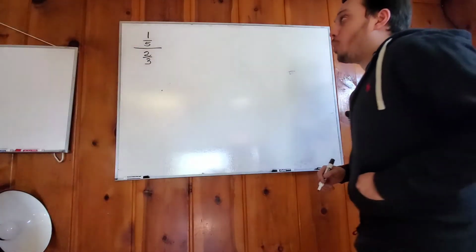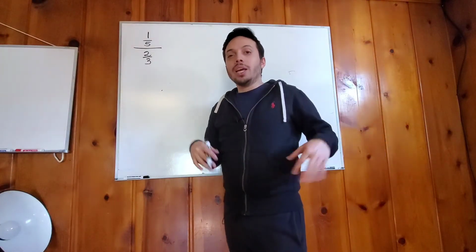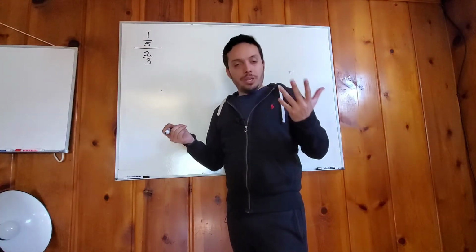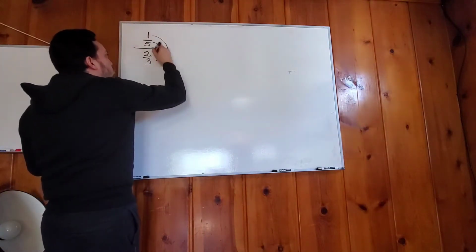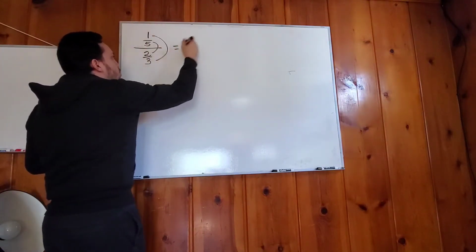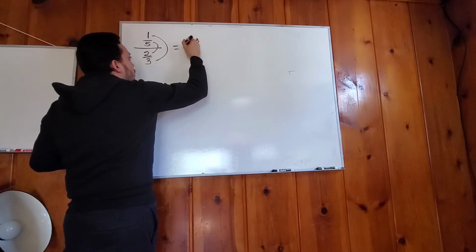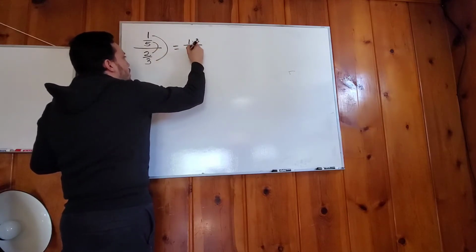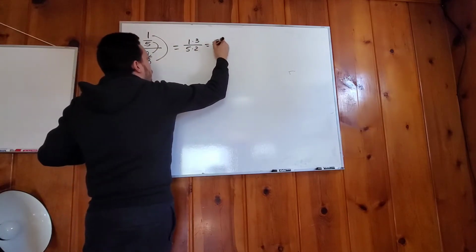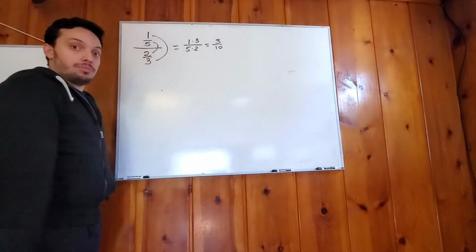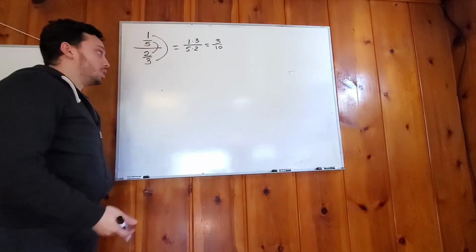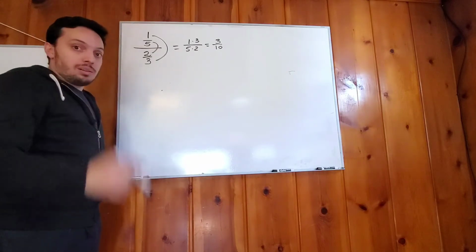All right, example number 1, we have 1/5 divided by 2/3. They think this is hard for us, but obviously we know it's not hard because we can do the good old horseshoe. 1 times 3 in the numerator, 5 times 2 in the denominator. We get 3/10. Boom, done. Seriously, that's it. So let's move on to the other example.